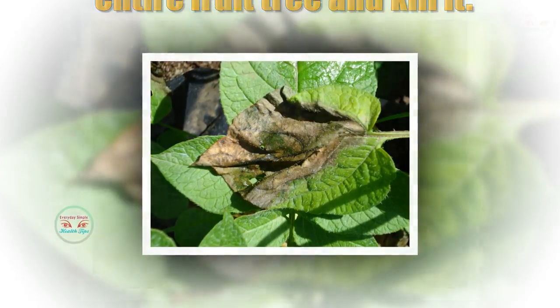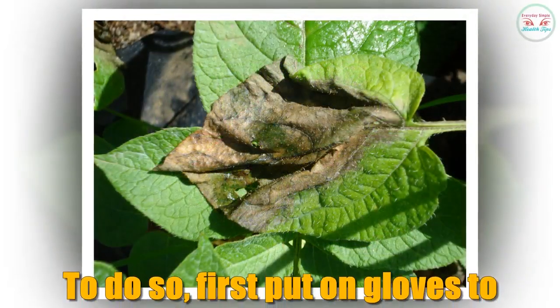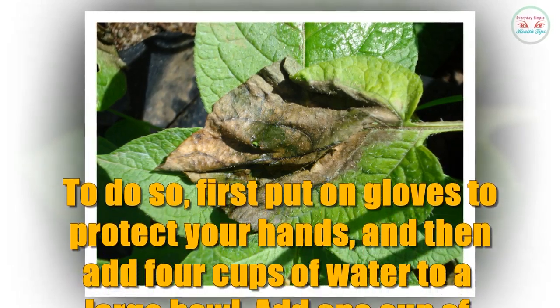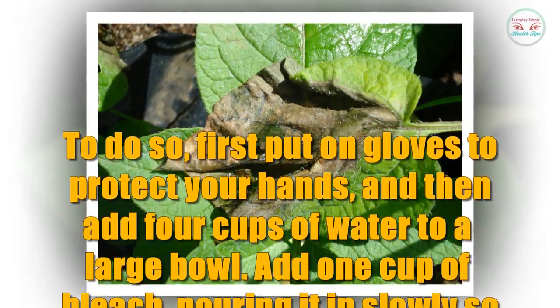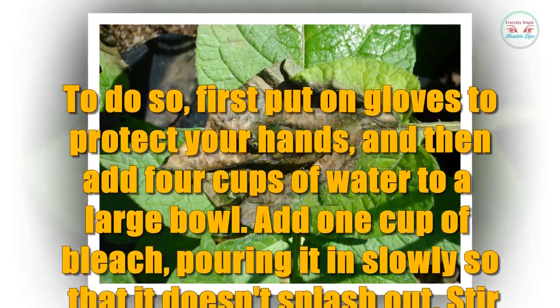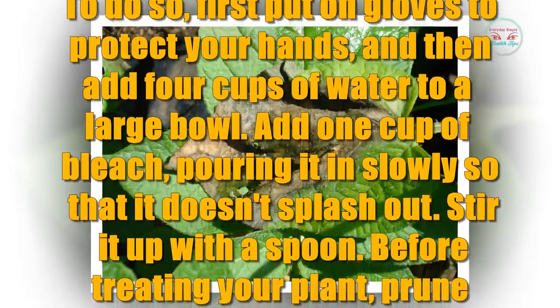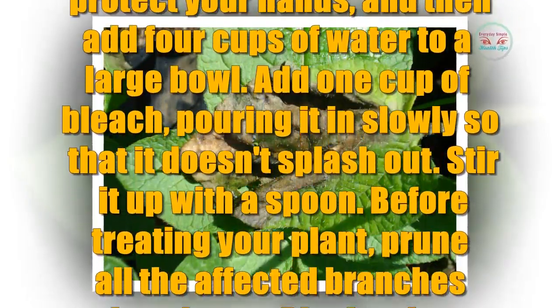tree and kill it. To do so, first put on gloves to protect your hands, and then add 4 cups of water to a large bowl. Add 1 cup of bleach, pouring it in slowly so that it doesn't splash out. Stir it up with a spoon.